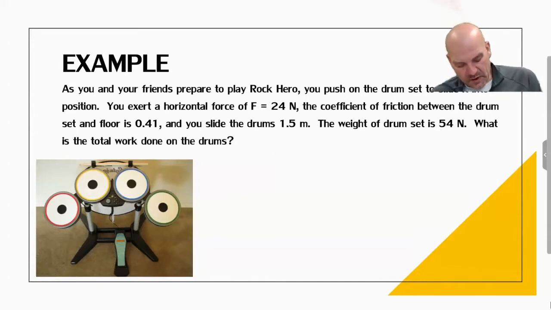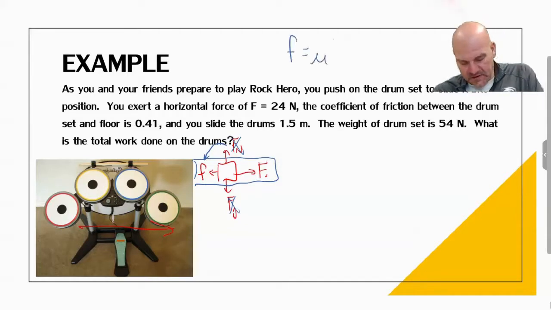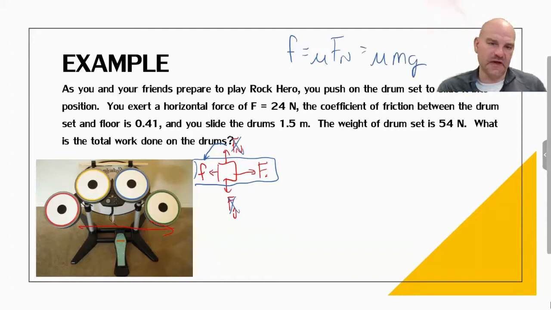Okay, so the way I like to do this is start with the free body diagram, because the free body diagram helps you find what forces are actually doing work on the object. So if we're sliding this drum set to the right, then that means the only forces that are doing work are going to be friction and the applied force. So the normal force and the weight aren't going to do any work, but they do have a factor here because normal force is in the friction formula, so mu Fn, which most of the time Fn is mg in this case.